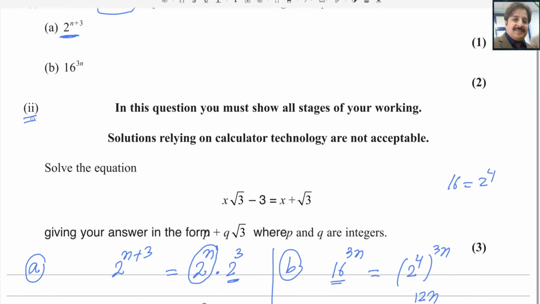Now in the second part of this question, you must show all stages of your working. Solutions relying on calculator technology are not acceptable. Solve this equation. Solving means you need to find the value of x. Give your answer in the form p plus q square root 3, where p and q are integers.